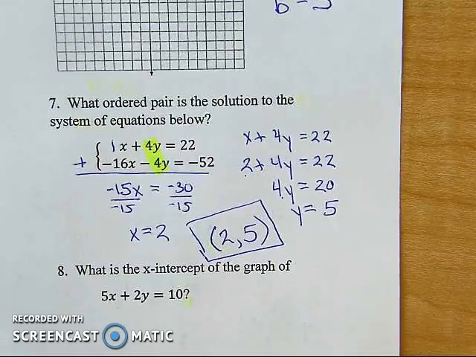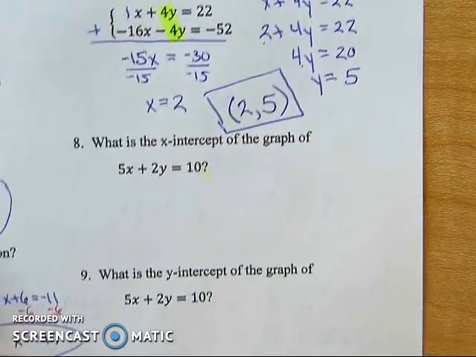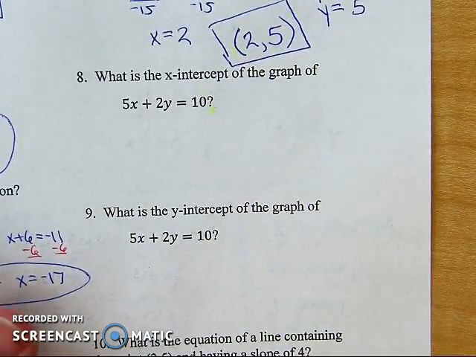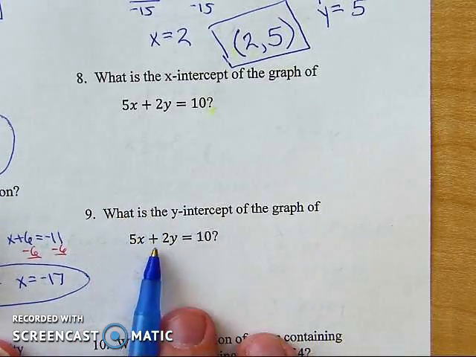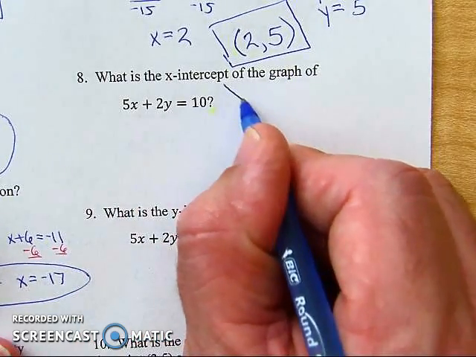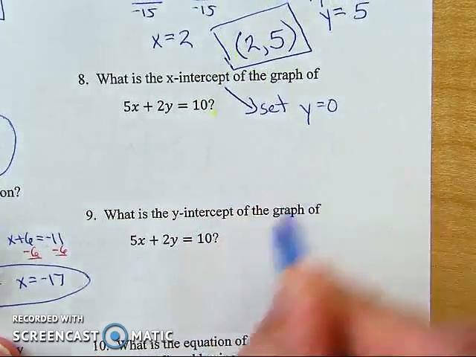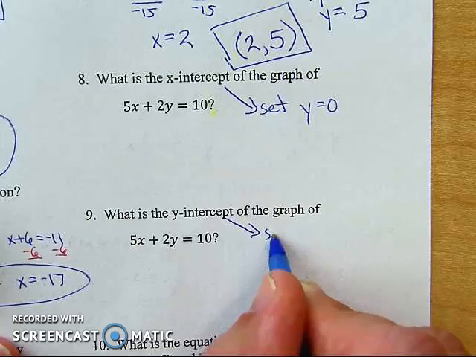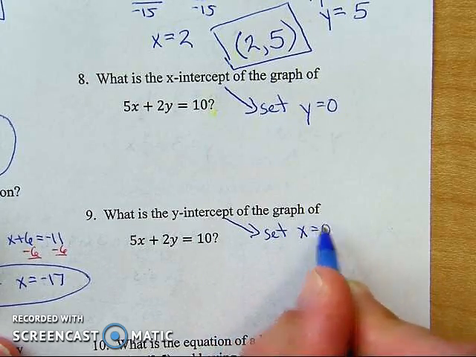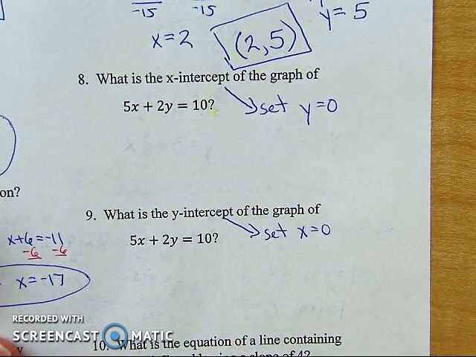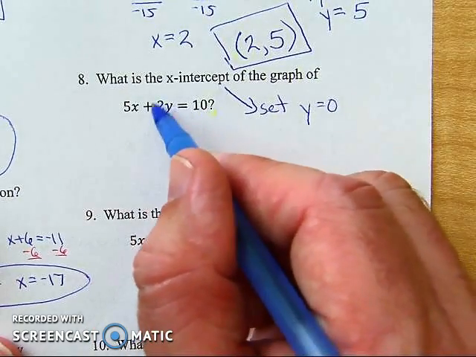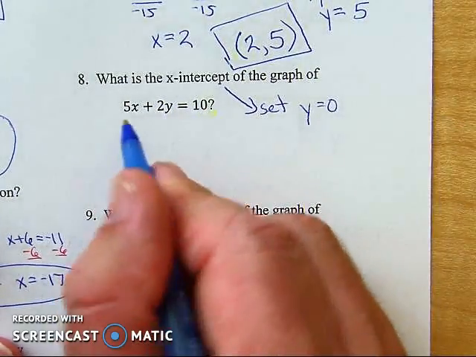All right, moving on to 8 and 9. These are the ones where we have to find the x and y intercepts. I did make the same equation on both of these. So for the x-intercept, we're going to set y equal to 0. And for the y-intercept, we're going to set x equal to 0. That's really all we're doing here. When I do this on my own, I might even just kind of ignore this or scribble it out. I won't do that here, though.